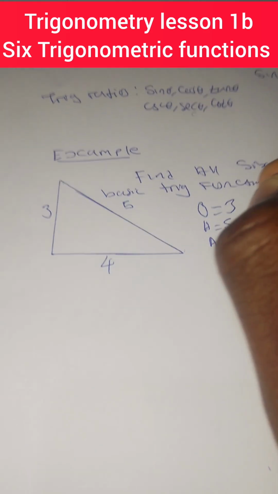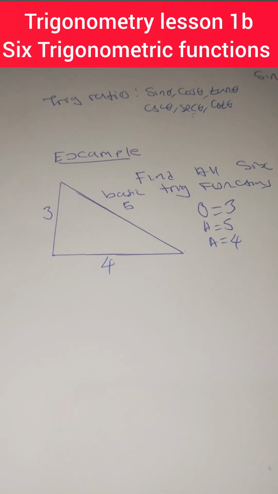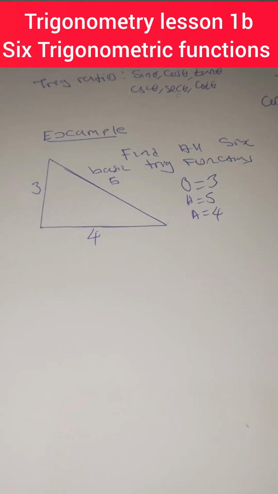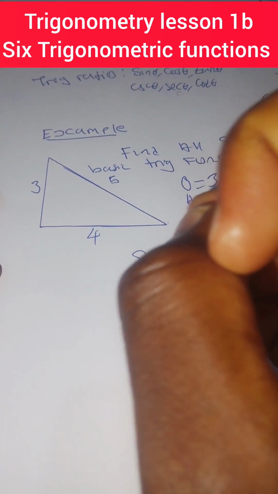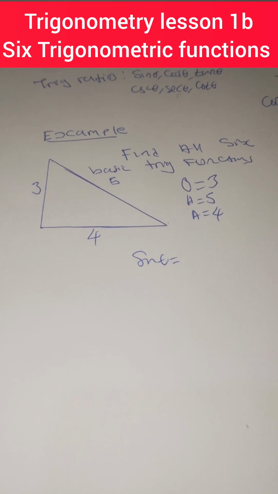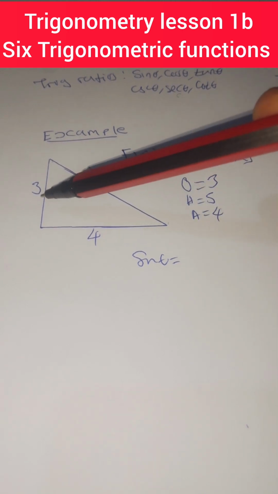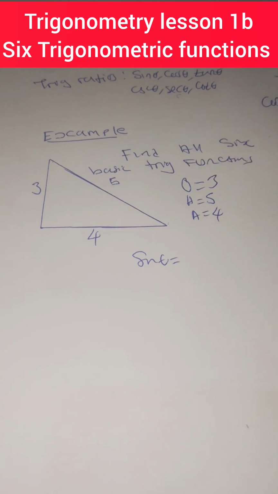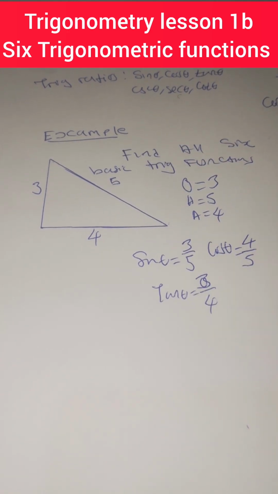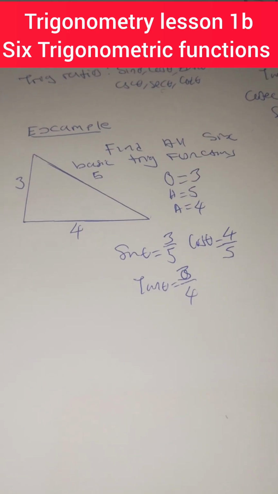Adjacent is equal to 4. After that, let's find all the six trigonometric functions. So let's go ahead. What is sin theta? Sin theta is the opposite over hypotenuse. So what is the opposite? It's 3 over what? Over 5. So these are the trig ratios, the basic trig functions.